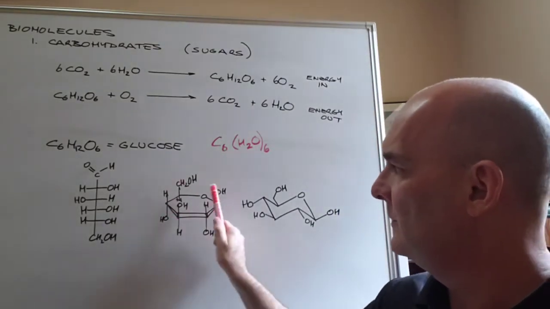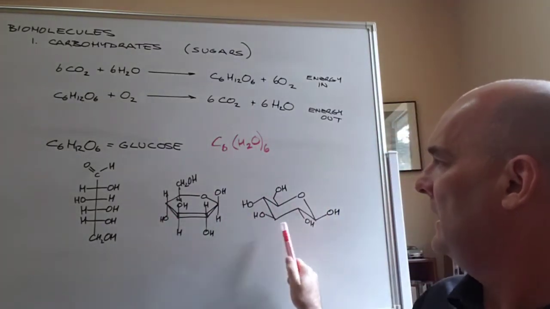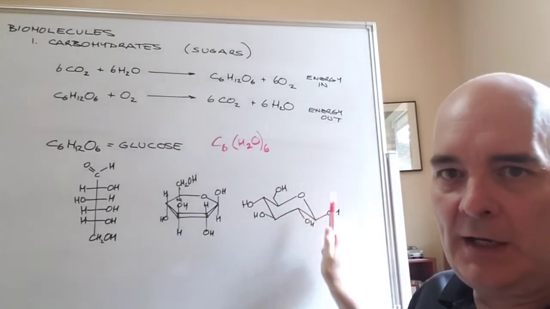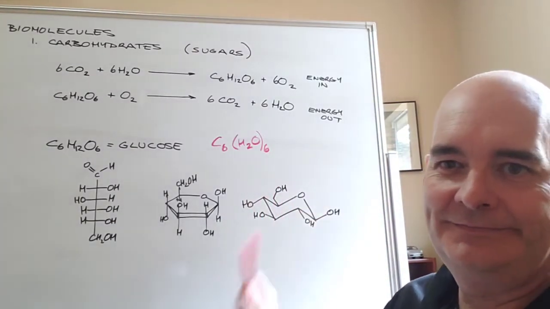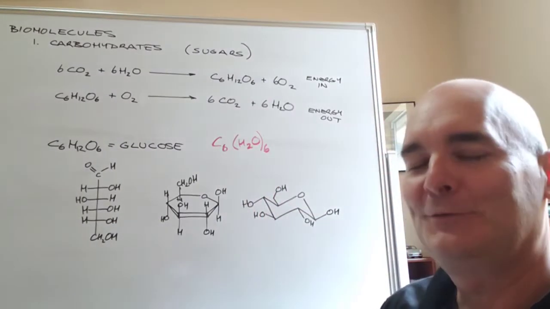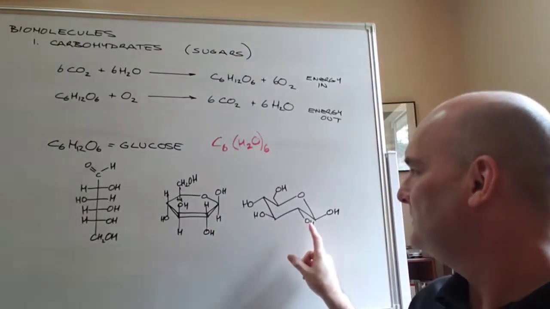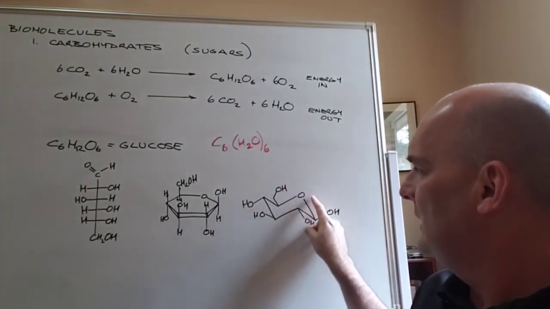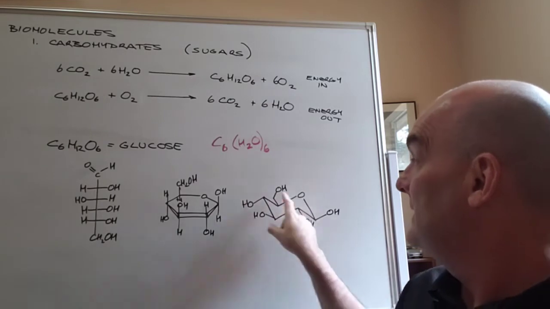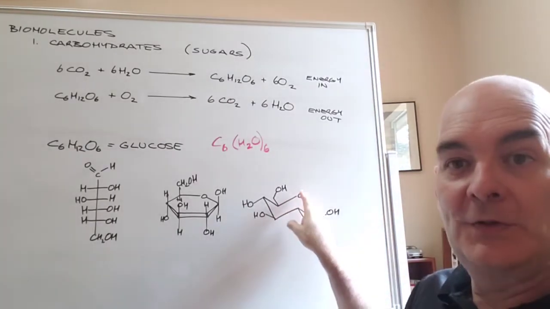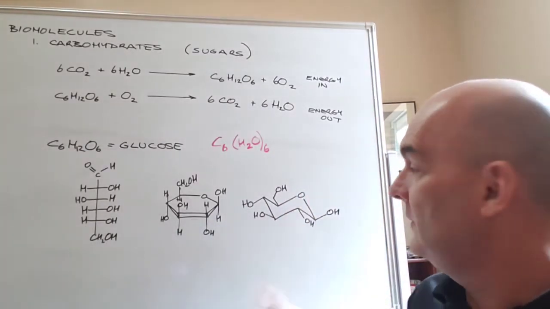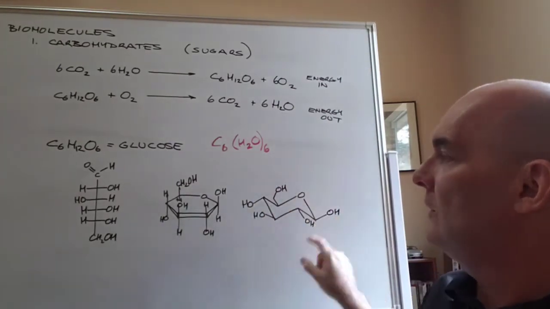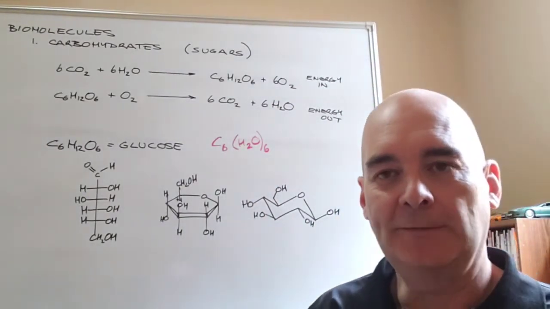This is called a Haworth projection, and this is often called a chair because it vaguely resembles a chair. And you can see that it is a ring that contains an ether, a carbon to oxygen to carbon bond, and lots of alcohols on the outside.